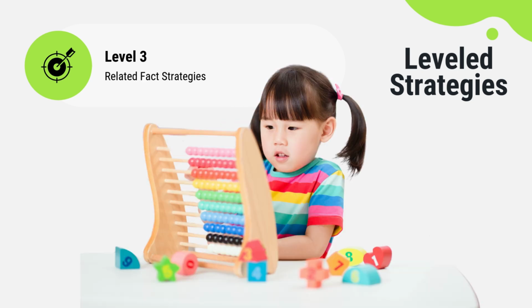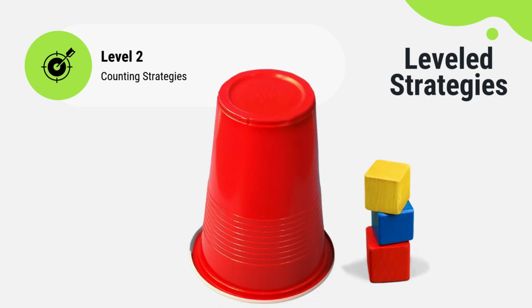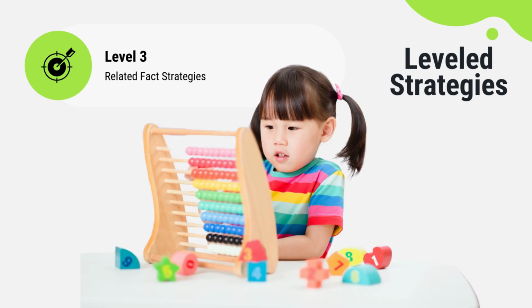At level 3, your students are able to use related fact strategies. This is so much more difficult because now your students aren't just holding on to a number that they know. So for example, in that last slide we looked at, your students were holding on to the 5 that was under the cup and then counting on 3 more. Here, your students are holding on to an entire fact that they know and feel confident with, and then are also manipulating the numbers in the equation to solve a fact.